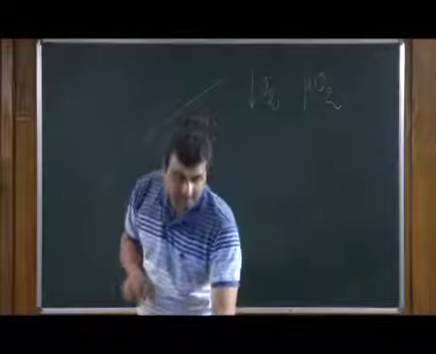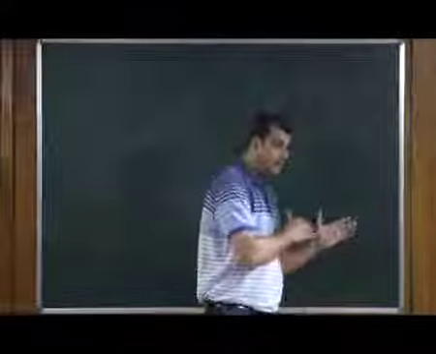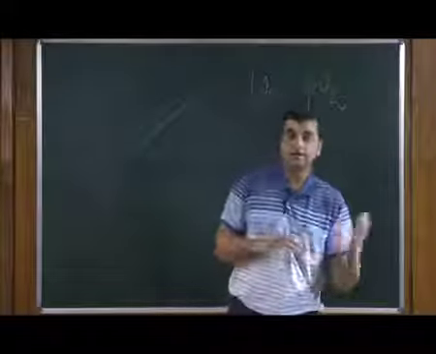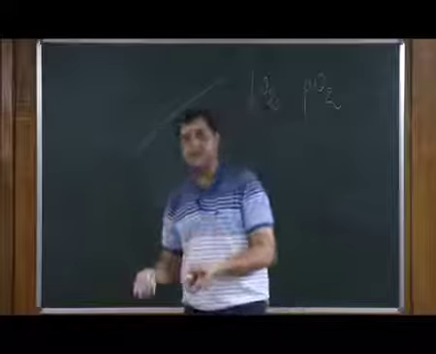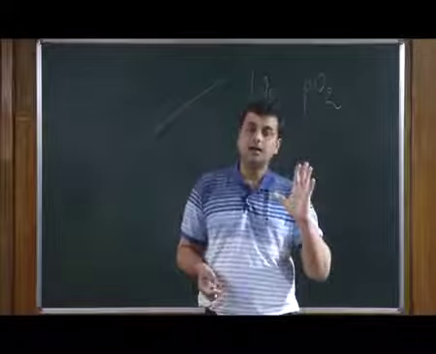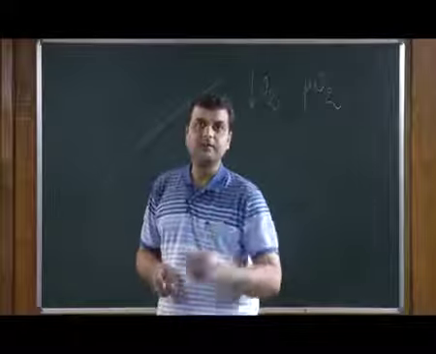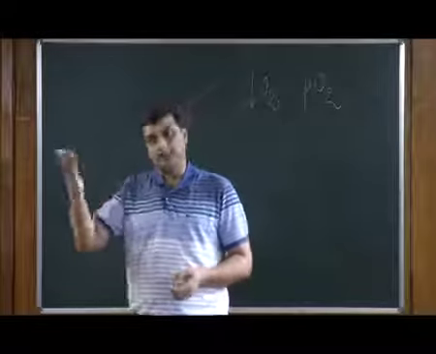So, basically this is the summary. O2 decreases going uphill, because of the O2 decline in blood. The body tends to compensate this loss by increasing the respiratory rate. And since we have discussed this many times in the lectures, I again emphasize that this whole process is controlled by our medulla oblongata and pons. So, these are some of the consequences of going uphill.